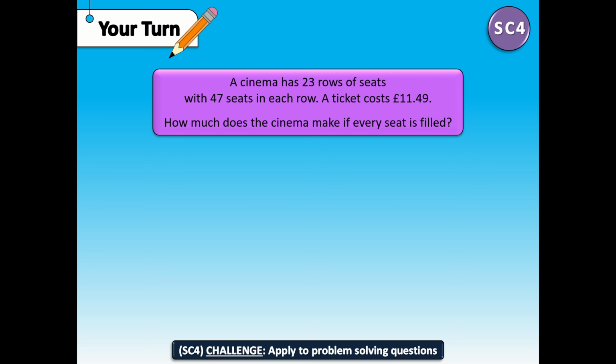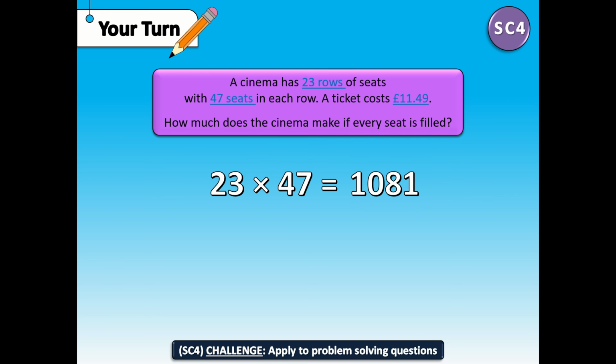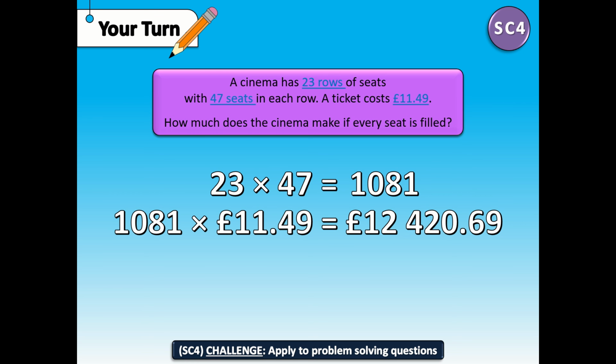So this question says a cinema has 23 rows of seats with 47 seats in each row. A ticket costs £11.49. So how much does the cinema make if every seat is filled? So first of all, we need to work out how many seats the cinema has. So that's 23 times 47, which is 1081. And if each seat is filled, that means each seat brings in £11.49. So we do 1081 times £11.49, which is £12,420.69.